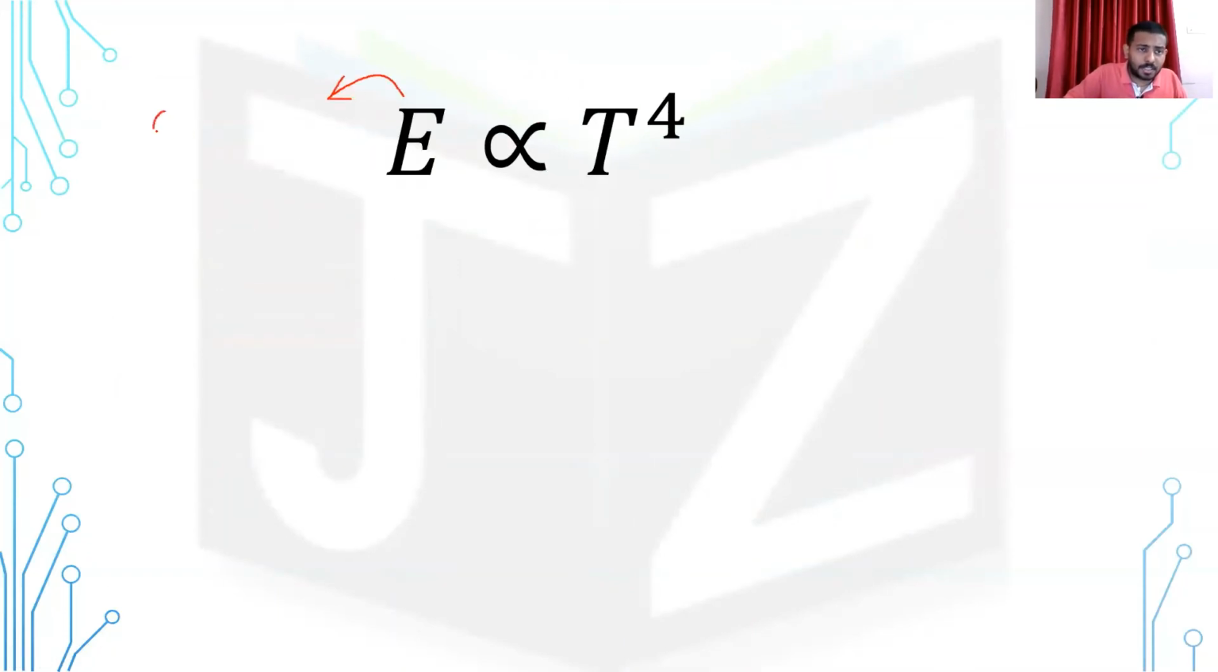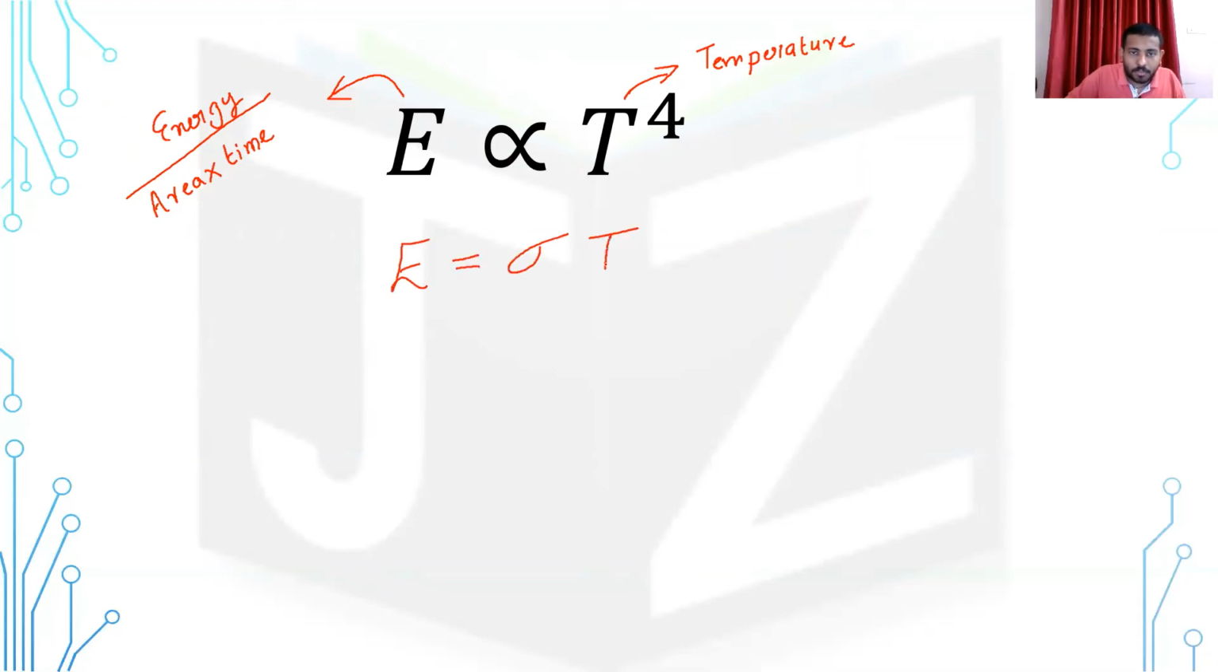Remember, this E is energy per unit area per unit time. In unit area, in unit time, how much energy is emitted, and this T is temperature. To remove the proportionality, they introduced a constant known as the Stefan-Boltzmann constant. This is the Greek letter sigma, and sigma represents the Stefan-Boltzmann constant. So we can write sigma is equal to E divided by T raised to 4, where E is energy per unit area per unit time.